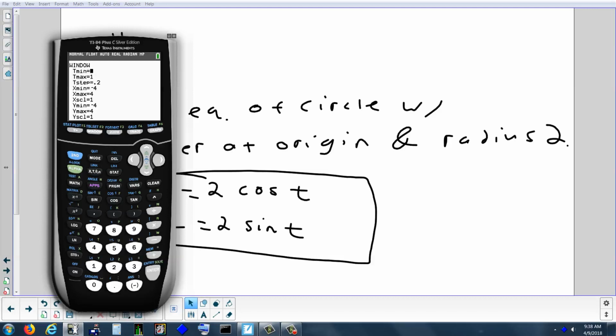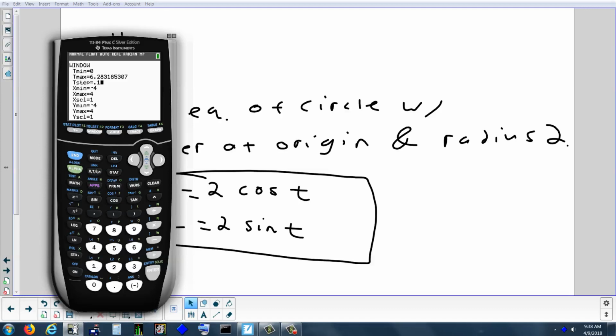Yes, 0 to 2 pi. If you don't let it cycle through the whole period, you're not going to get a good circle. Now, 0 to 2 pi, that's 0 to 6.28. Let's go by 0.1.